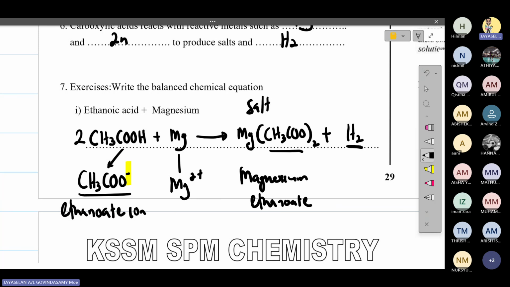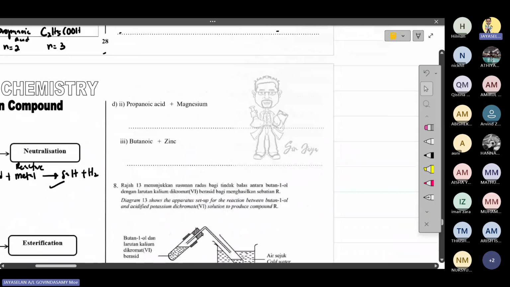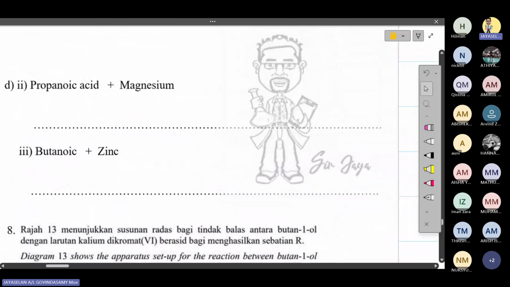Any question? Any question? So you're going very fast. I still don't understand. Okay, you guys do this. Okay, 2 minit dari sekarang.